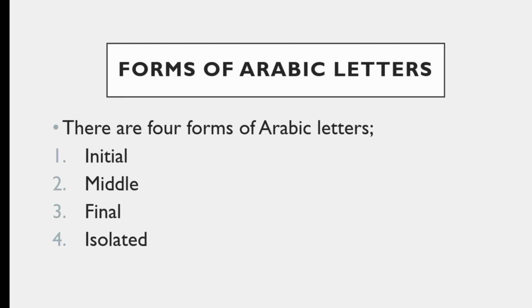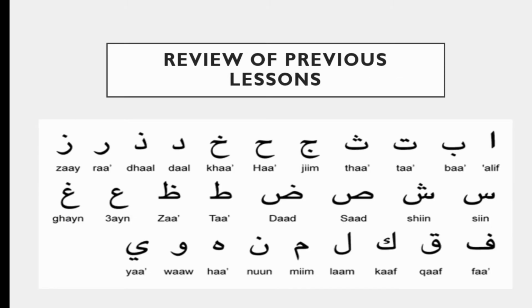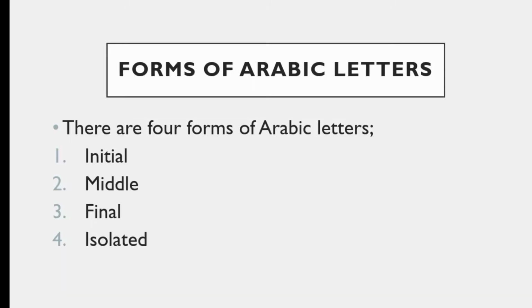The forms of Arabic letters: actually, Arabic letters aren't written this way in the Quran. You can find them in the initial stage, middle stage, or the final stage. The fourth one is the isolated stage, and that's the same thing as this.